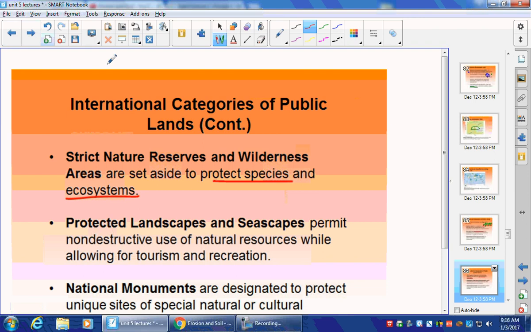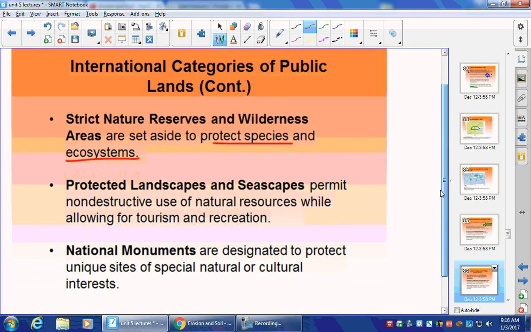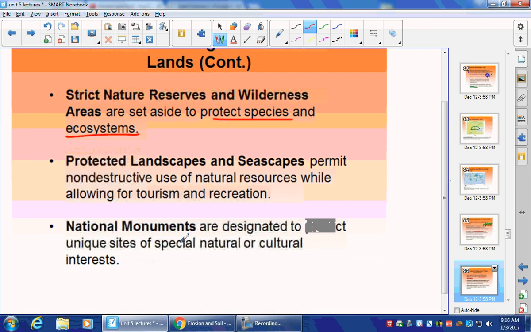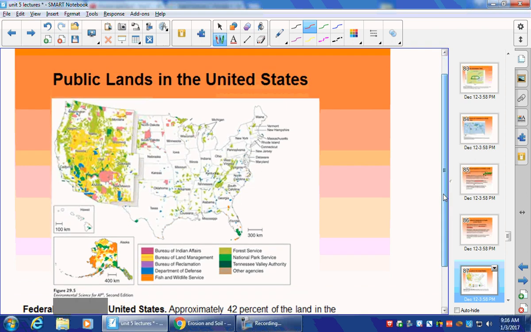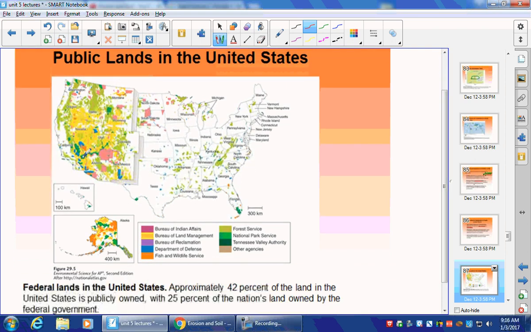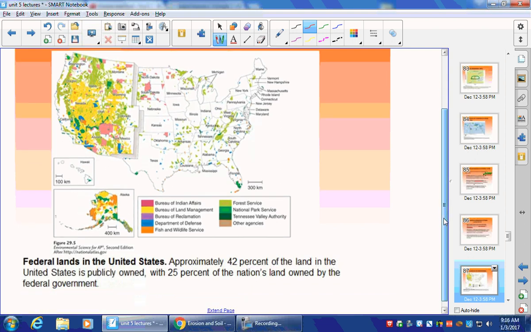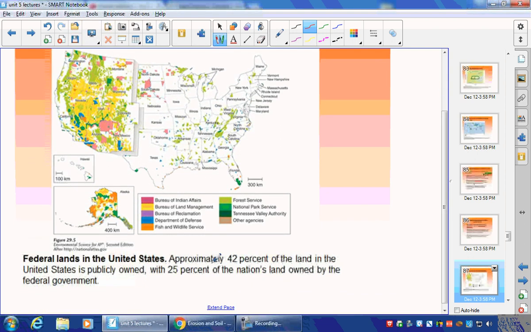All right, let's see. National monuments are designated to protect unique sites of special natural and cultural interest. So this is like the Grand Canyon or something, right? So you notice the western United States has the majority of our protected public lands. And we're going to go into a breakdown here, but you need to know this. 42% of the land in the United States is publicly owned, so that's almost half, right? 25% is owned by the federal government. Two important numbers to keep in mind.